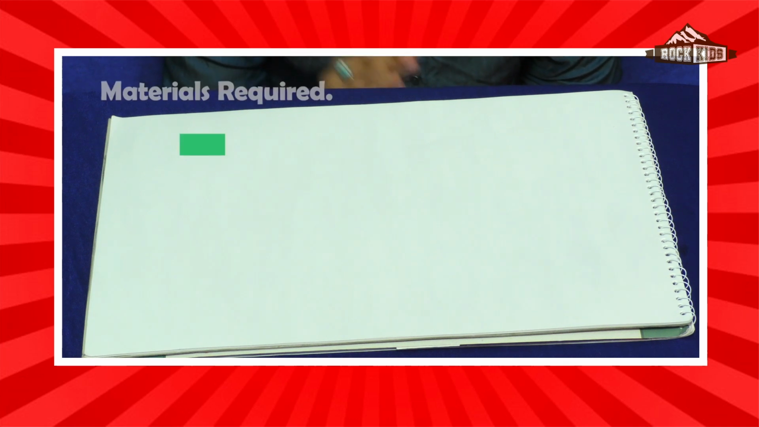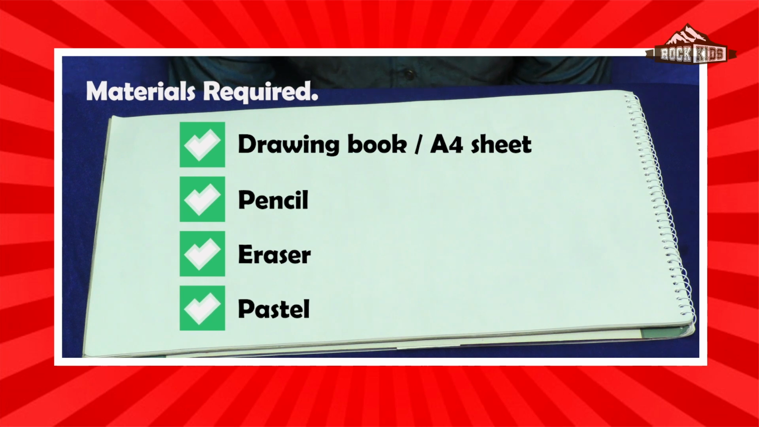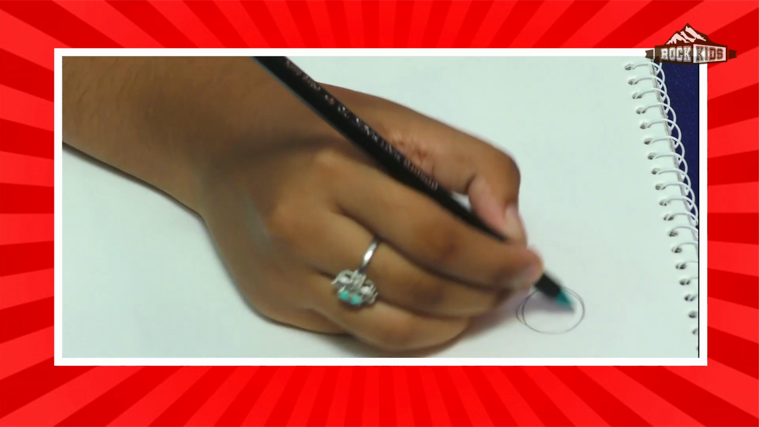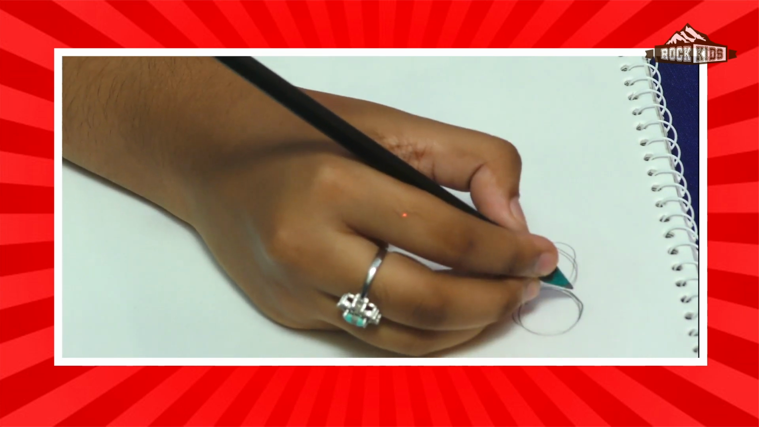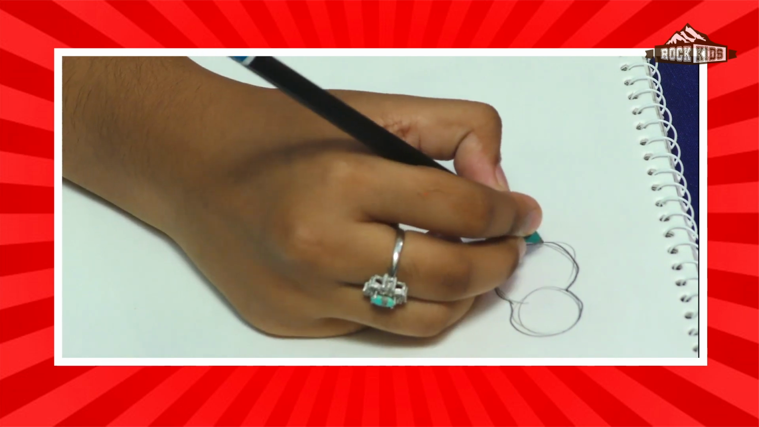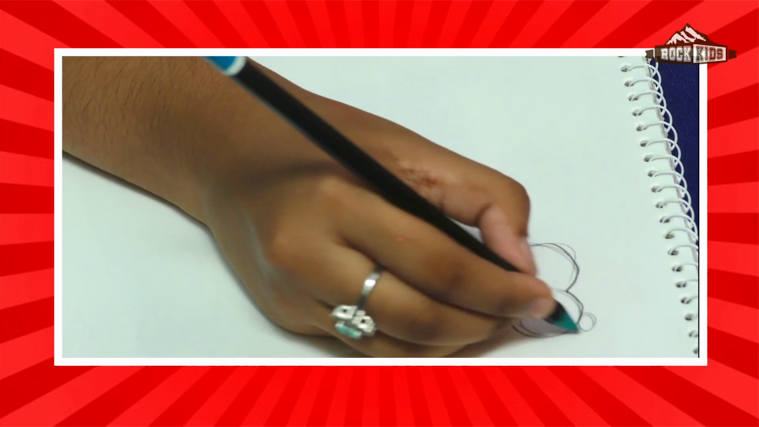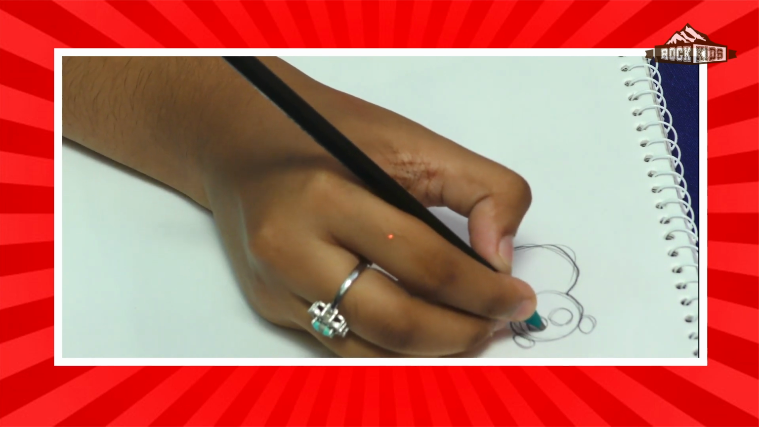Materials required are your drawing book or A4 sheets, pencil, erasers, and pastels. So, one circle. Above the circle, a bigger circle. Then you join. Small circles. Big eyes.